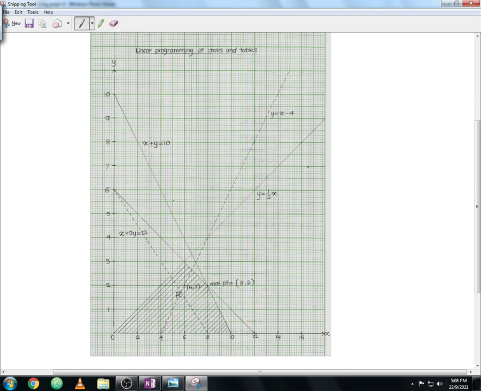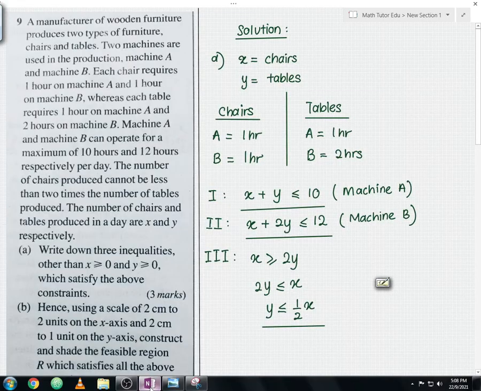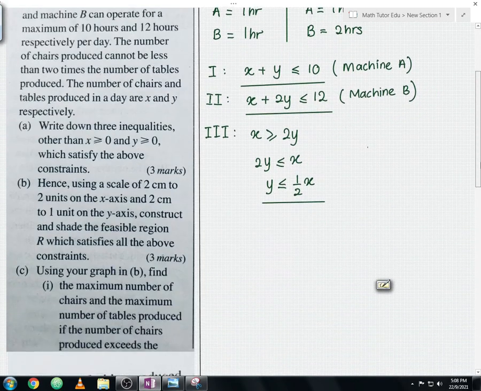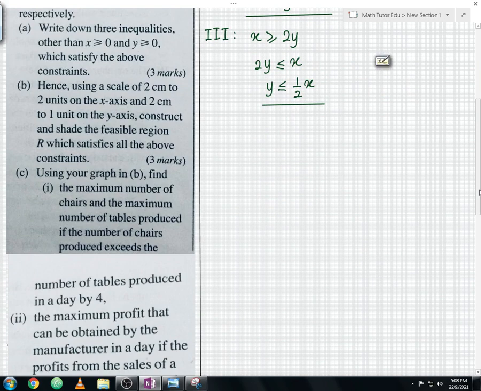Let us proceed with our discussion for question part C. Let me close this and go back to our main discussion. For question C part 1, we are required to find the maximum number of chairs and maximum number of tables produced if the number of chairs produced exceeds the number of tables produced in a day by 4. Sounds confusing? Don't worry. Try to break this information into equation form, guys. I'm going to guide you.